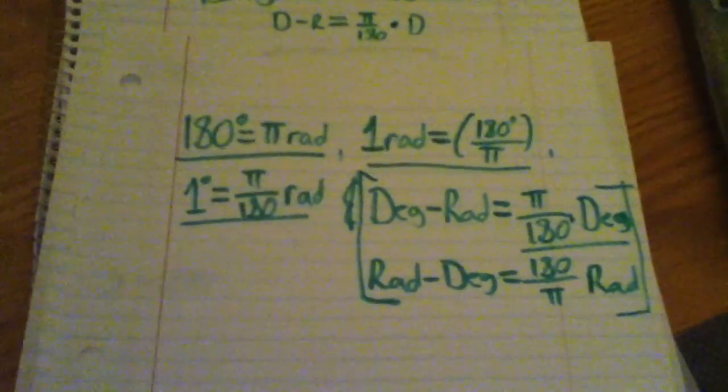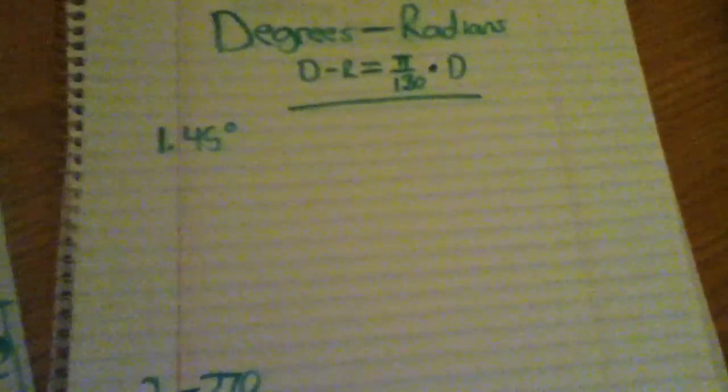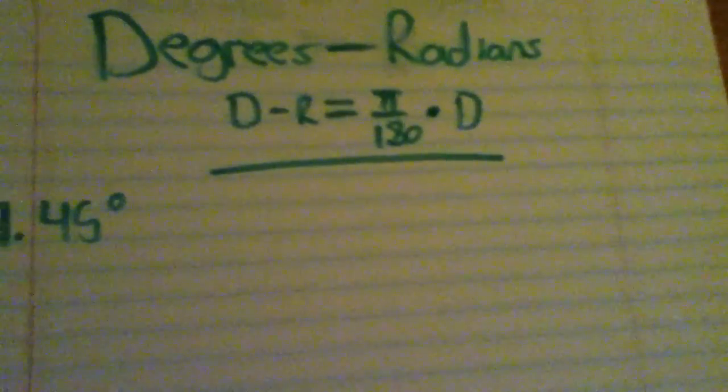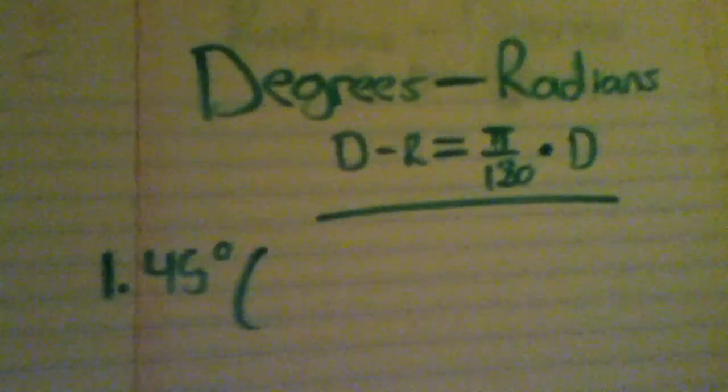And I'll start with degrees to radians. I have the formula set up already. It's pi over 180 times the degree. We have the degree written down already. It's 45 degrees. So you'd have to multiply that by pi over 180.